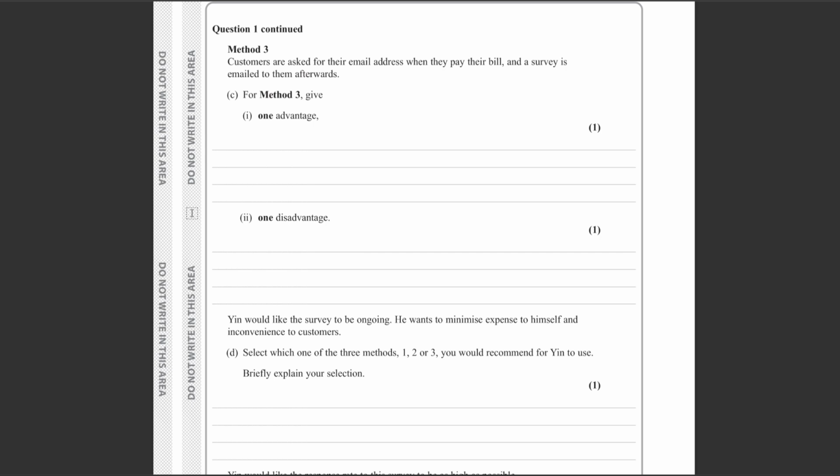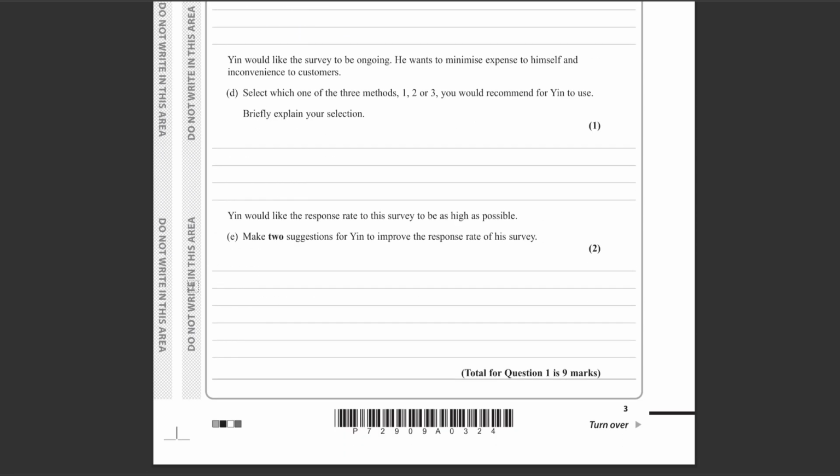In question C, one advantage to the third method may be that it's easy to set up, or that the cost is low. A disadvantage to this method may be that the customers may not want to share the email address. There are potential data protection issues, and it also may increase waiting time in the restaurant. In question D, the best method to select is method 2, as it's cheap and it's not inconvenient to customers, as they are not asked for the email address.